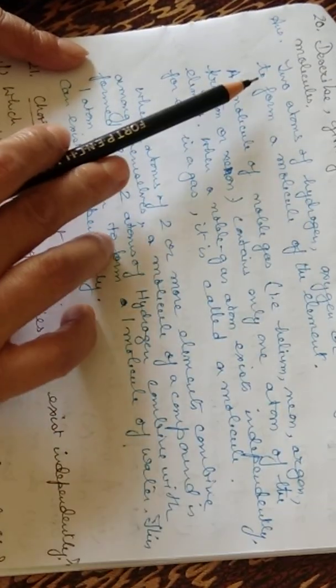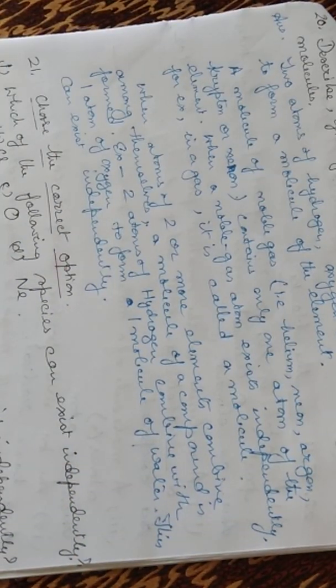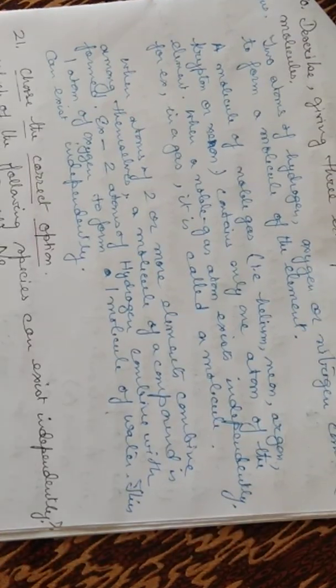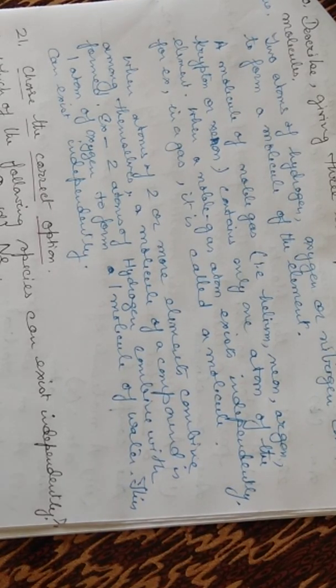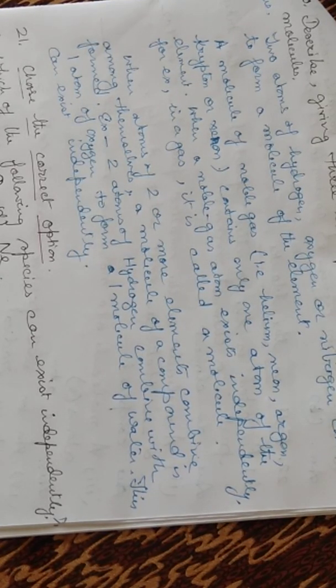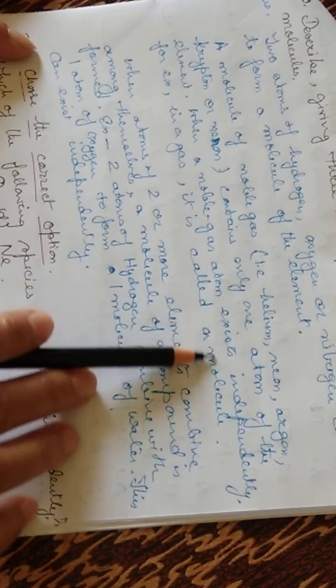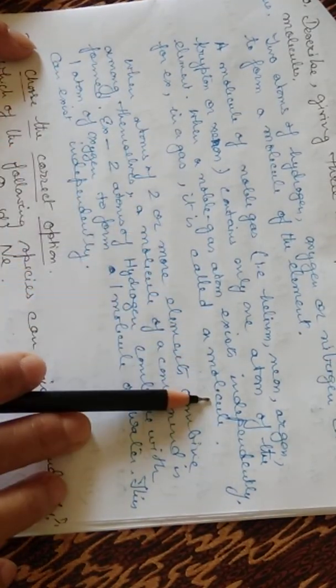Now describe, giving 3 examples, how atoms form molecules. In 3 ways the atoms form molecules. First is 2 atoms of hydrogen, oxygen or nitrogen combining together to form a molecule of that element. Same element, 2 atoms combining together to form a molecule. Again, in a molecule of a noble gas, the atoms do not combine; one atom itself forms a molecule, because one atom can exist independently. So when a noble gas atom exists independently, for example in a gas, it is called a molecule.